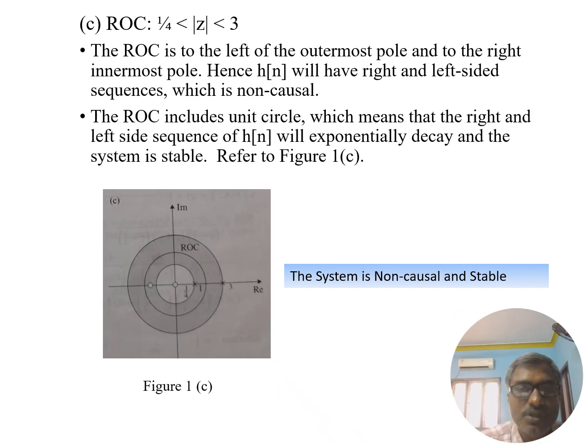For the given third condition, ROC is between 1/4 and 3. For this condition, the ROC is to the left side of the outermost pole and to the right of the innermost pole. Hence, the system is said to be non-causal. Similarly, the ROC includes the unit circle, so the system is said to be a stable system. For the given third condition, the system is non-causal and stable.